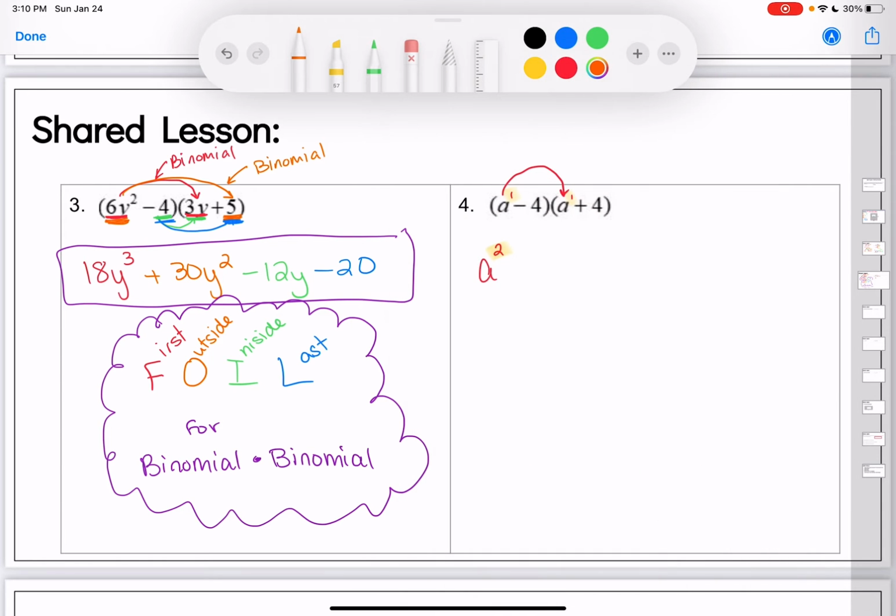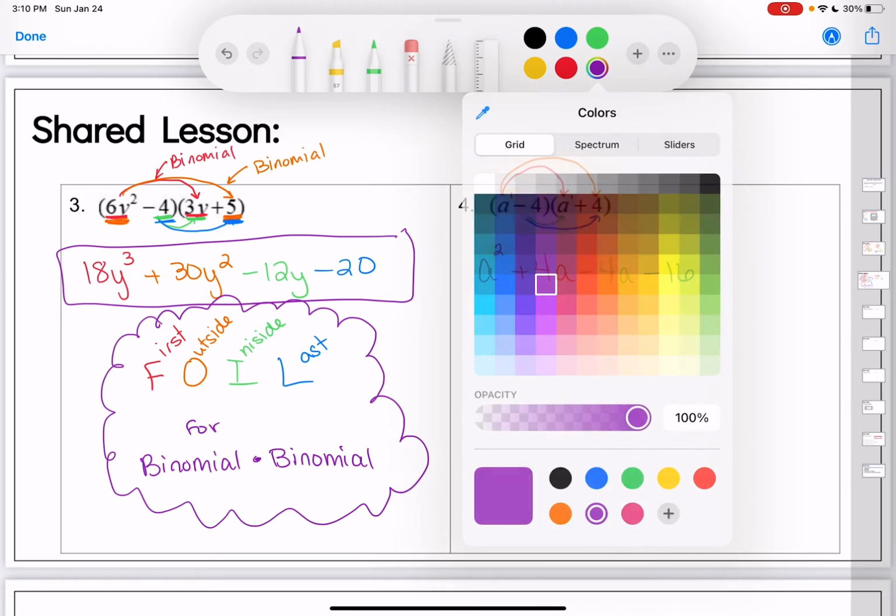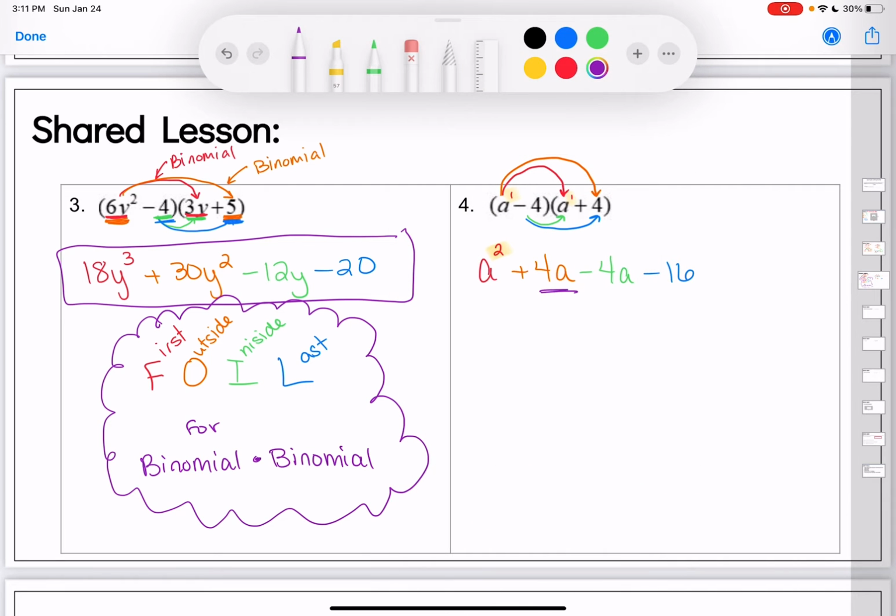Okay, outsides, A to the first times 4 gives me 4A. Insides, negative 4 times A is negative 4A. And lasts, negative 4 times positive 4 is negative 16. So there I did my foiling. However, I do have some like terms here. Positive 4A, negative 4A. Oh boy, those cancel out. I'm left with A squared minus 16.